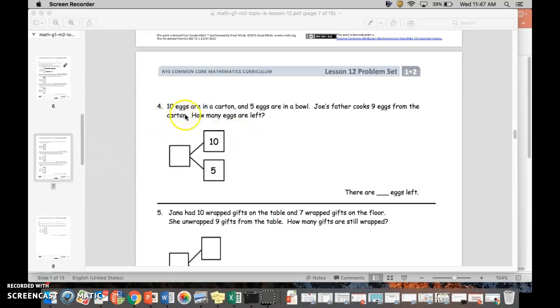Number 4. 10 eggs are in a carton. Here's the 10 in the carton. And 5 eggs are in a bowl. So here's the 5 in the bowl. So first, let's just look at this so you don't get confused like I did. If he has 10 in the carton and 5 in a bowl, how many does he have total? Fill that in. Now let's go back to the problem.